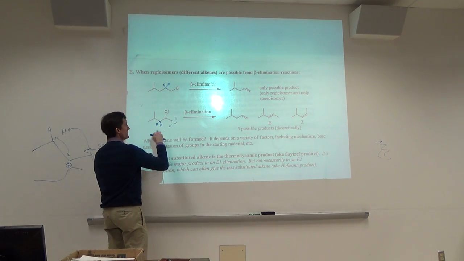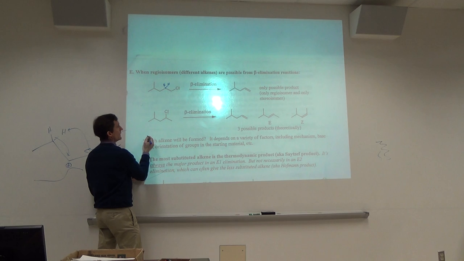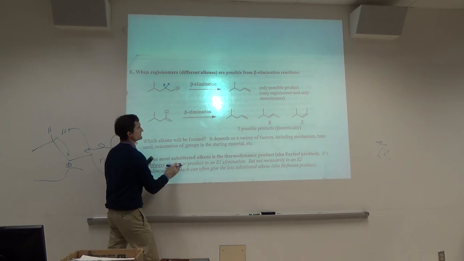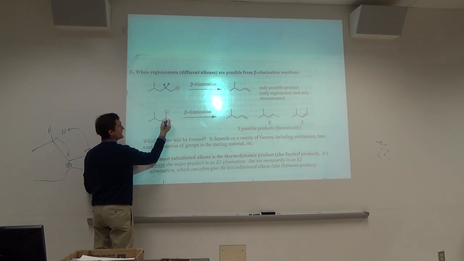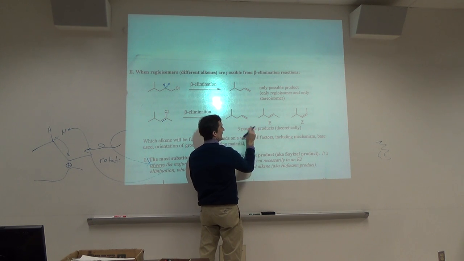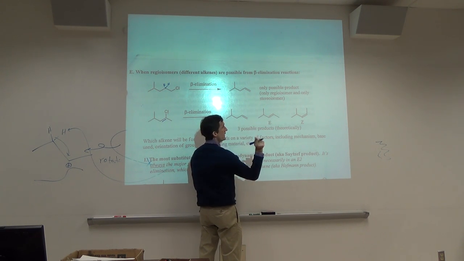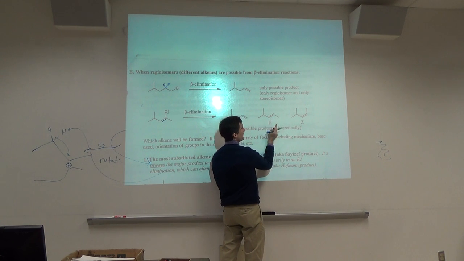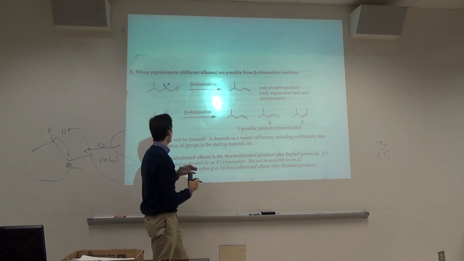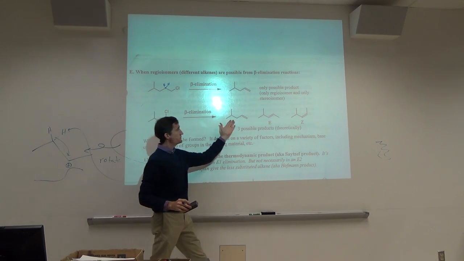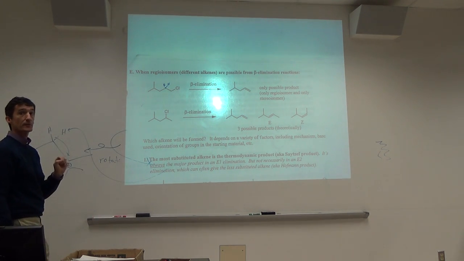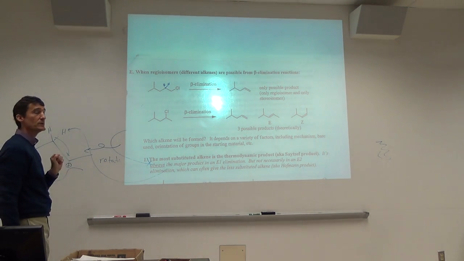But if you're asked to beta eliminate from this substrate, you could eliminate over there and get that product. But you can also eliminate over here to get this product. And these would be regioisomers. But this one has a stereoisomer because it could be E or Z. So if you're asked to beta eliminate here, there are actually three possible products to show, at least theoretically. We need to determine which is going to be favored.